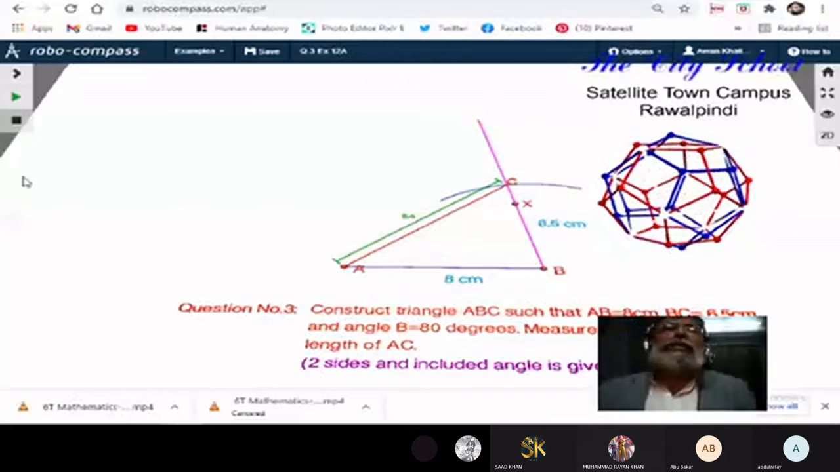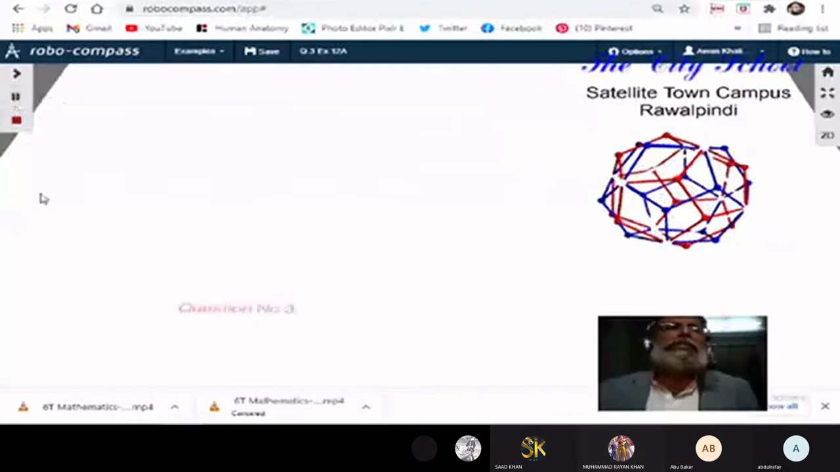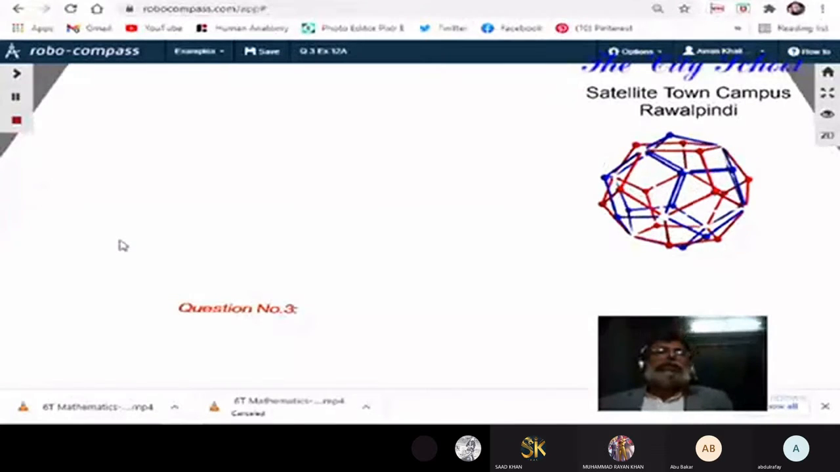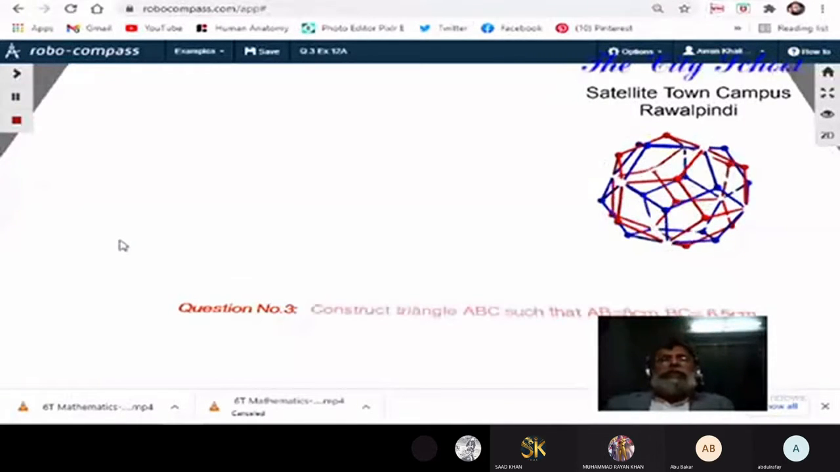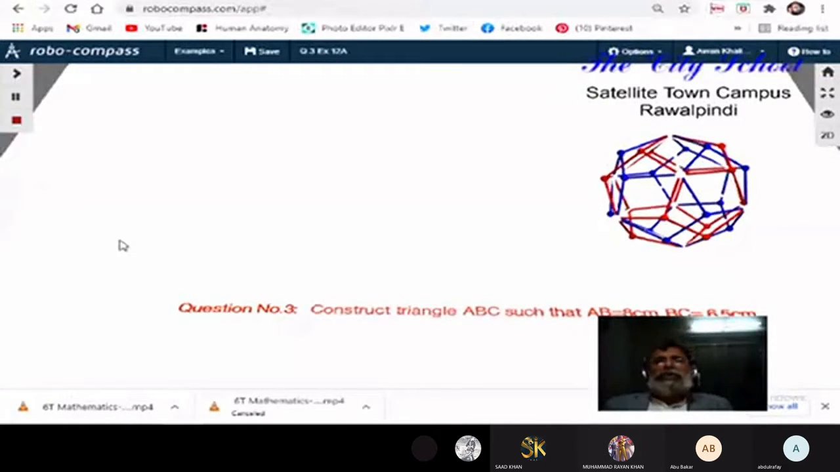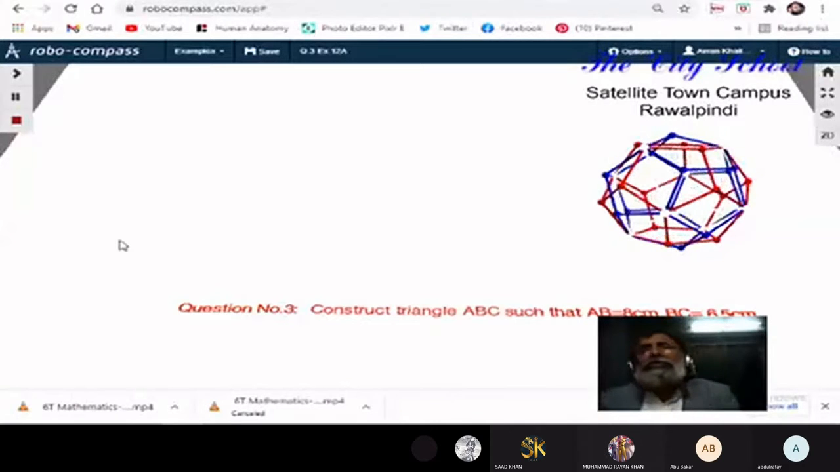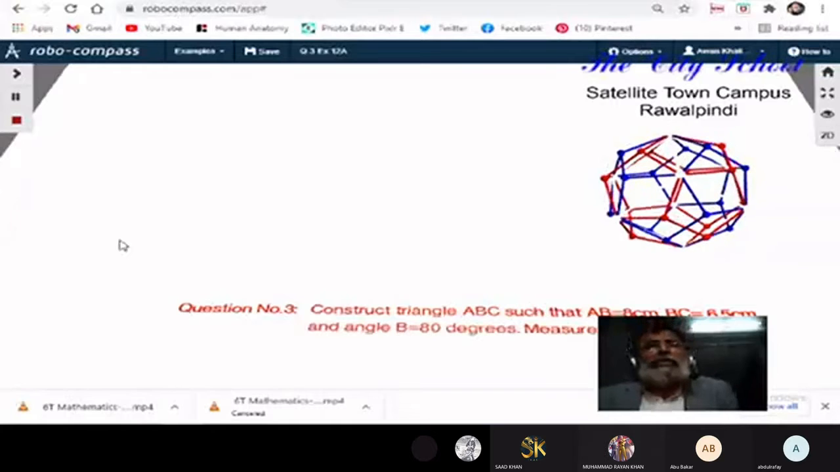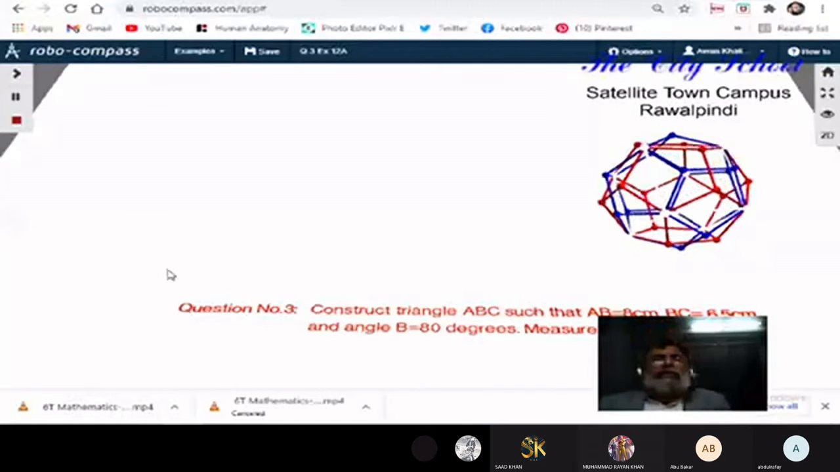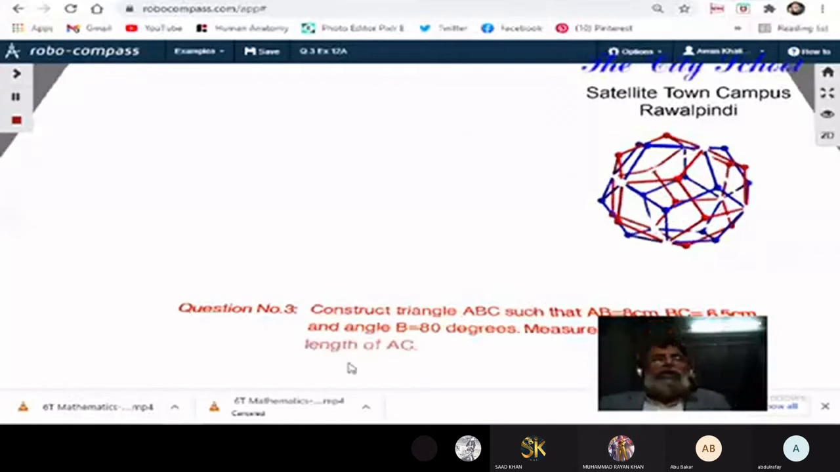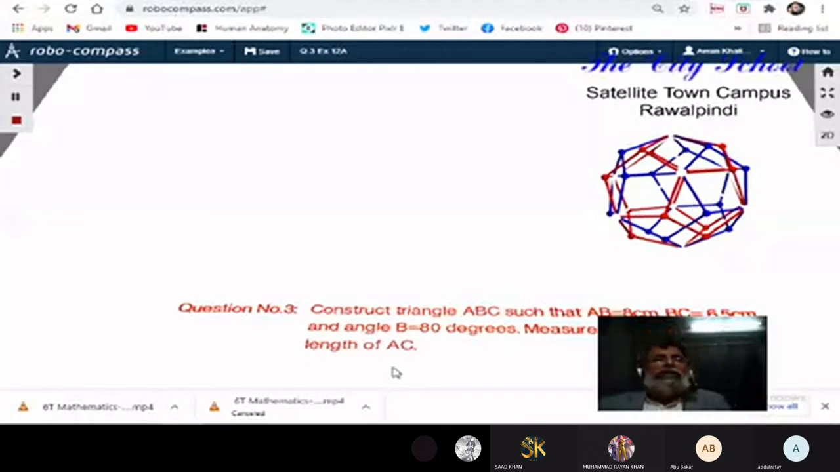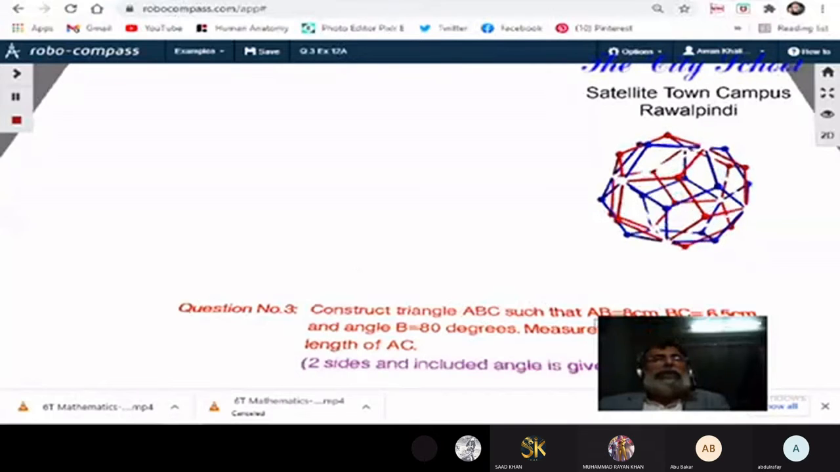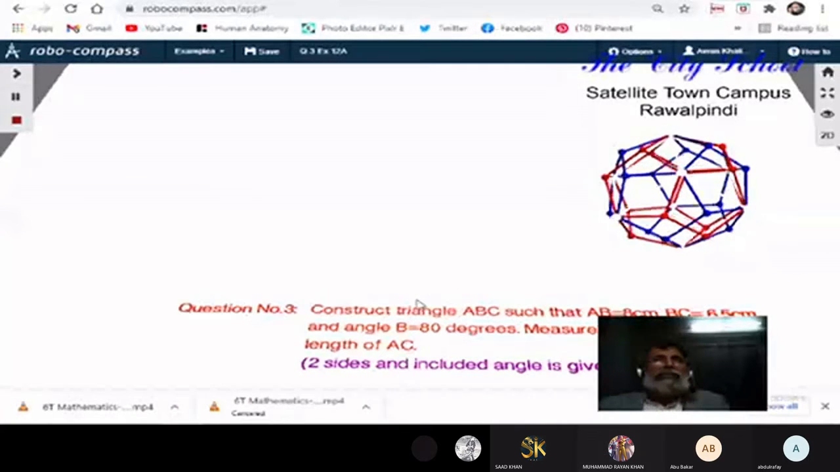Now here, this is the question. Question number 3 is coming. It describes: construct a triangle ABC such that AB is equal to 8 centimeter and BC is equal to 6.5 centimeter, and angle B is 80 degree. Measure and write down the length of AC. So we have to find the length of AC. First of all, we'll be drawing AB as we have constructed earlier.